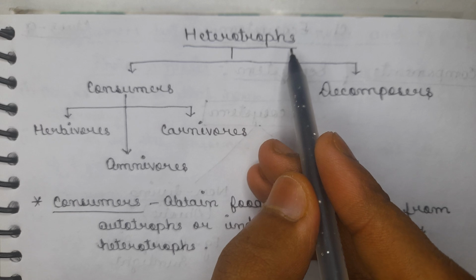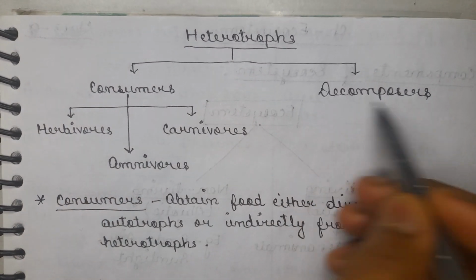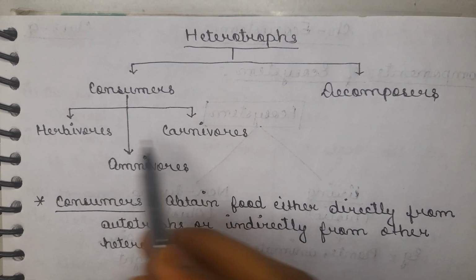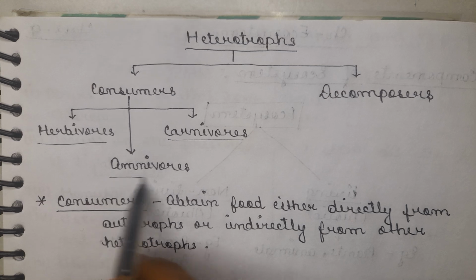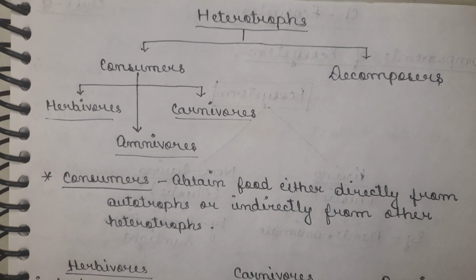Basically the heterotrophs are divided into two types. The first one is the consumer and the second one is the decomposer. So the consumer is subdivided into three types. The first one is the herbivores, second one is the carnivores and the third one is omnivores. So we will study about this topic in brief. Now starting with the consumer.